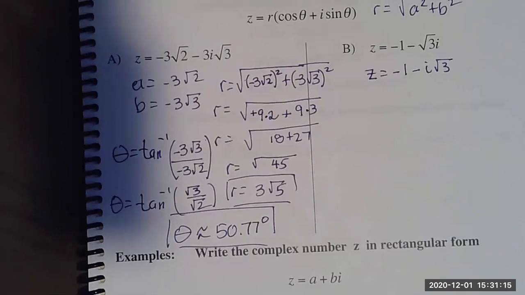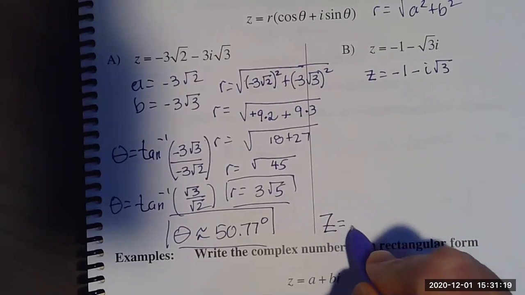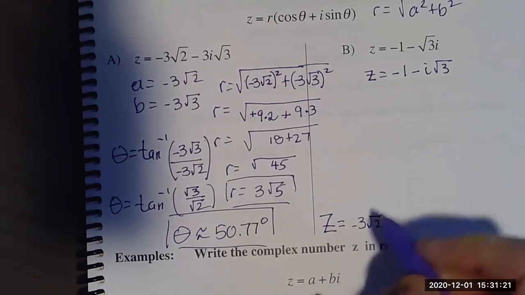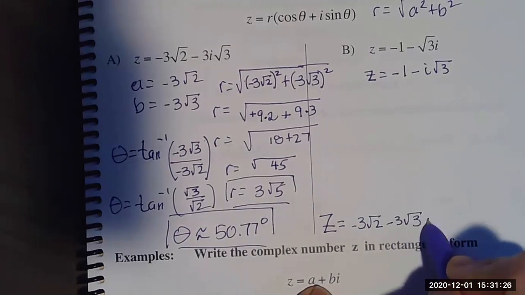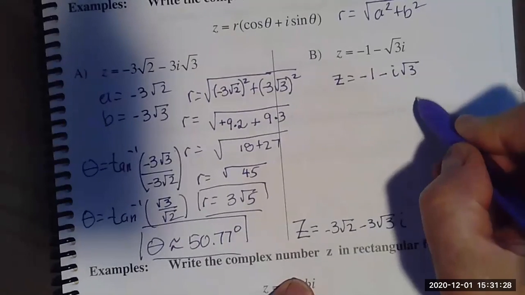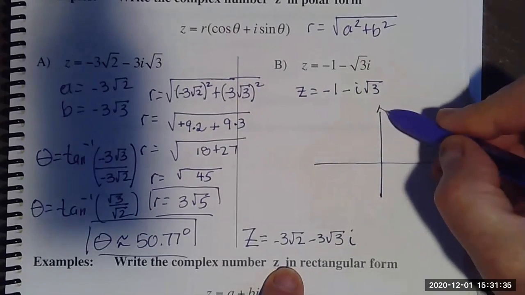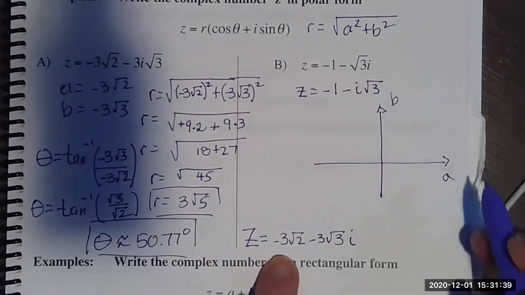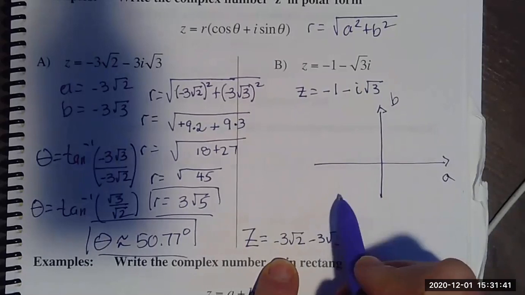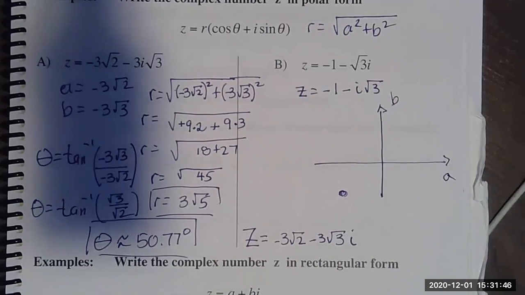So now, instead of z being equal to negative 3 root 2 minus 3 root 3 i, by the way, that is in this quadrant here. This is the real part. This is the imaginary. This is like the b part, and this is like the a part. So it'll be here, I'm down here somewhere. Quadrant 3. That's where the number is, quadrant 3.